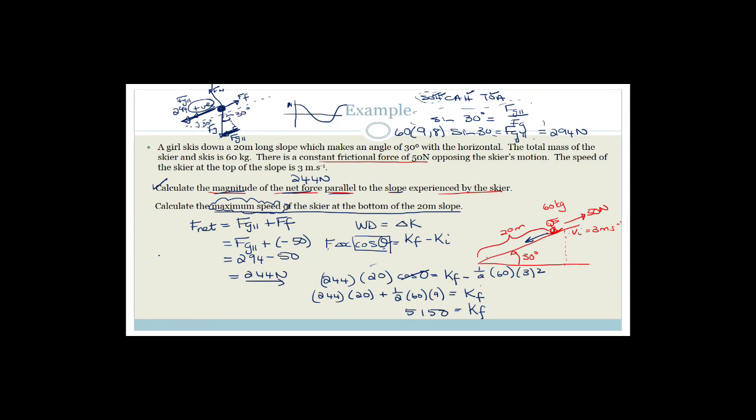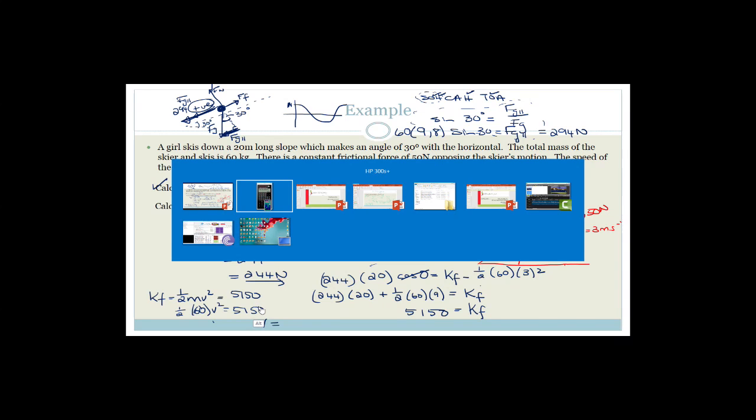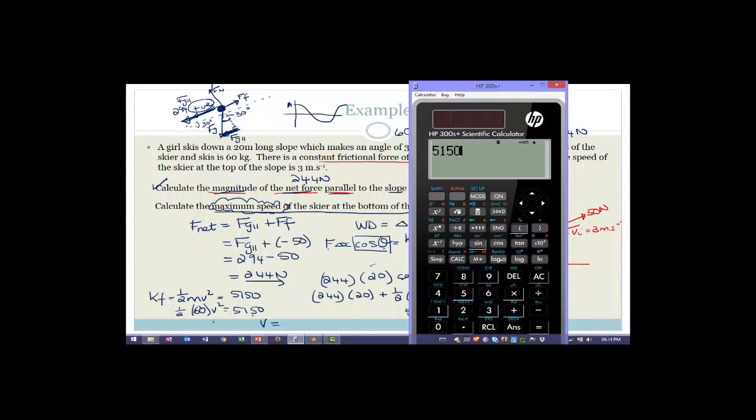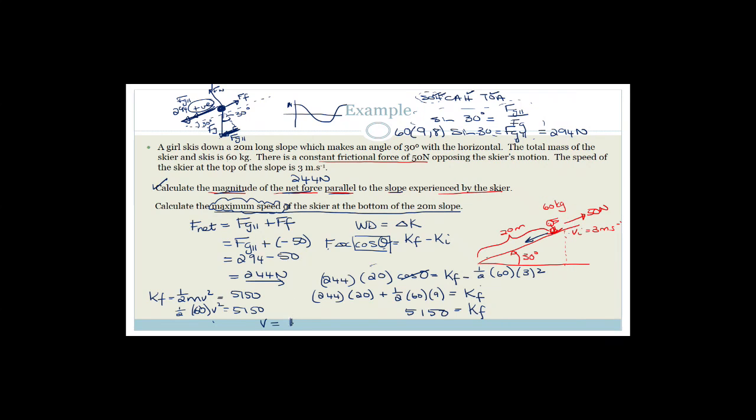So we know that KF is equal to half mv squared, which equals 5150. So it's going to be a half times the mass, which is 60, V squared is equal to 5150. Therefore, we can say that V is equal to, so I'm going to pop that in a calculator, 5150, and I'm going to divide by 30 because a half of 60 is 30, equals, and then I'm going to square root the answer, equals, and it becomes 13.102, round off to two decimal places is 13.1. So the final velocity is 13.10 meters per second.